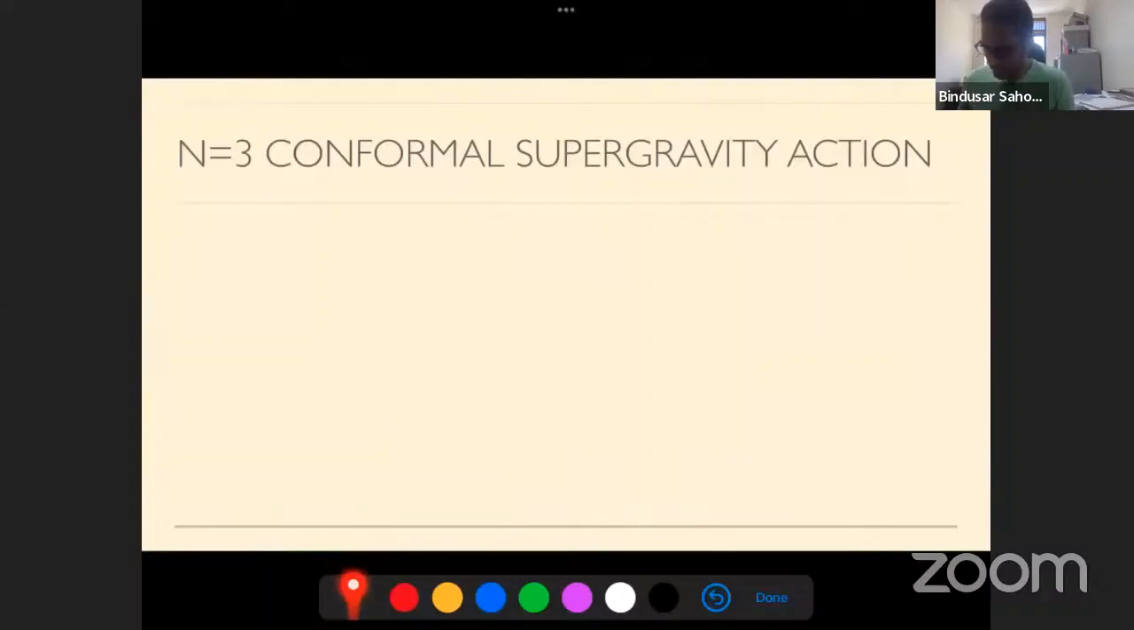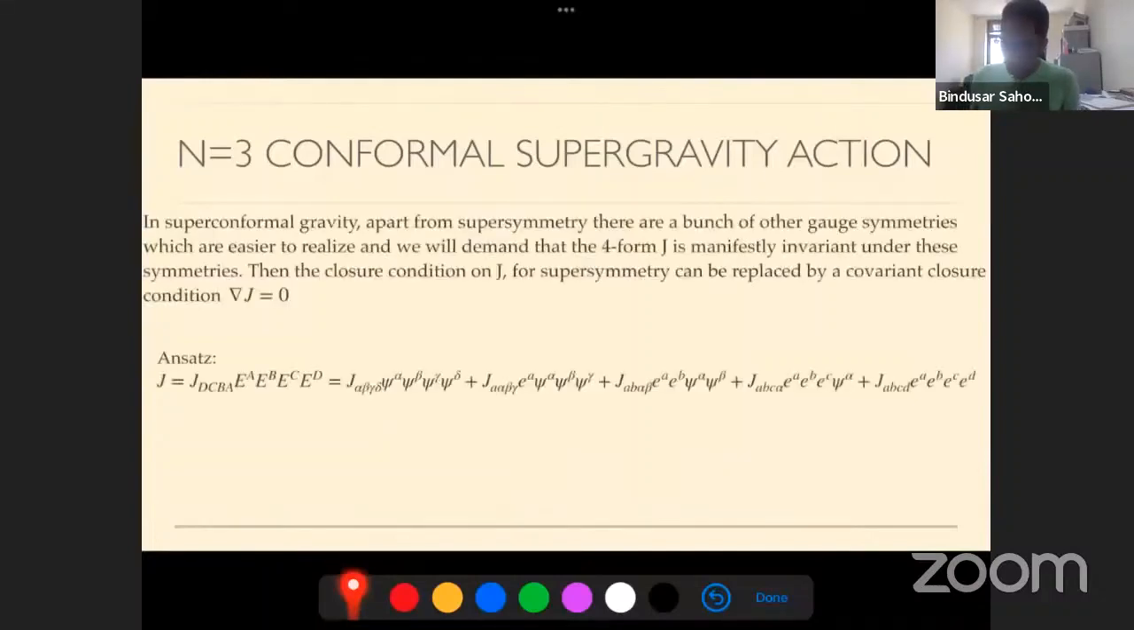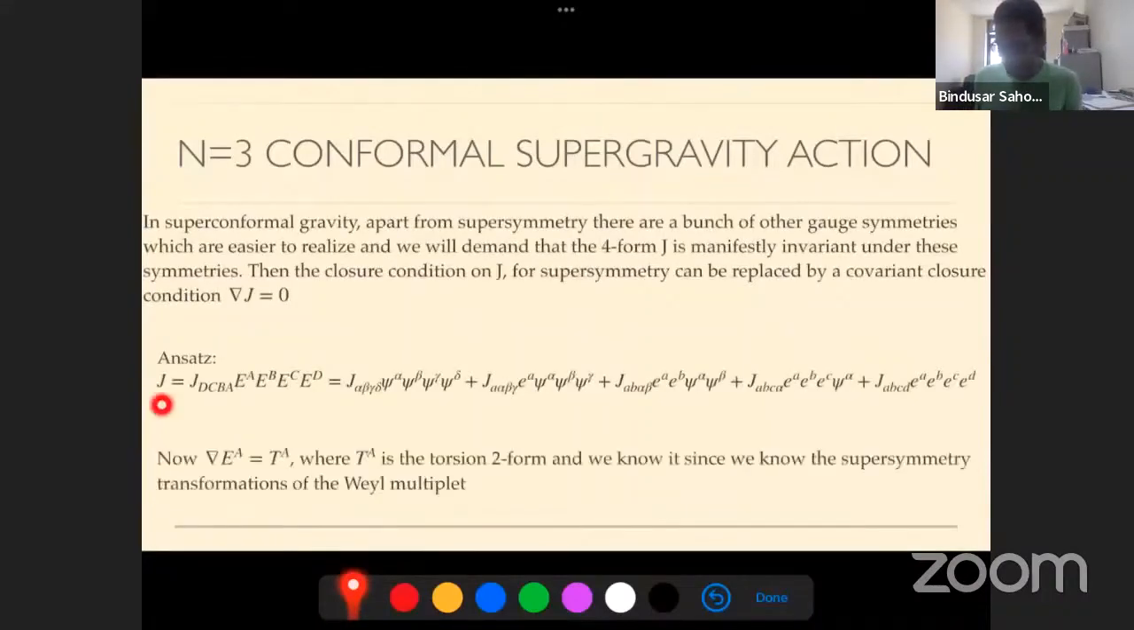So this is the ansatz, and we need to impose this covariant closure condition. So we need to know how this covariant exterior derivative acts on all these objects that are appearing in the ansatz. We need to know how it acts on the vielbein and the gravitino one-form, and also on these objects, JDCBA, which are basically super covariant objects.